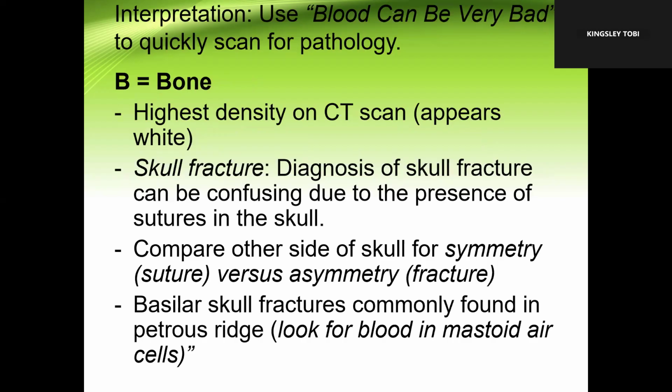Now, know that it may be tricky to diagnose a skull fracture because of the presence of sutures, the 4 or 5 sutures we mentioned. But how do you rule this out? You look for symmetry, all right? If it's a suture line you're seeing, it will be symmetrical on both sides, right and left. But if it's unilateral, most likely there's a skull fracture, which sometimes occurs following traumatic brain injury. And basal skull fracture is usually found in the petrous ridge. You want to look for blood in the mastoid air cells, like we showed earlier on.